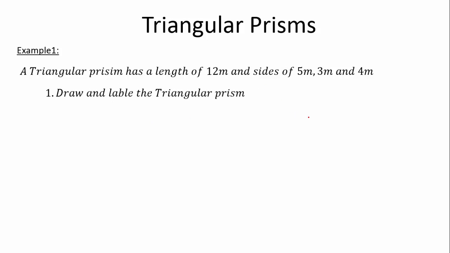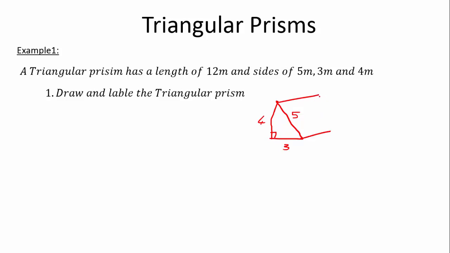Draw and label the triangular prism. Okay, 5 meters, 3 meters, and 4 meters. We know that that is our right-angled special triangle. So we've got a triangle over here. It's a right angle. There's a 5 along here, there's the 3 along here and the 4 along there.